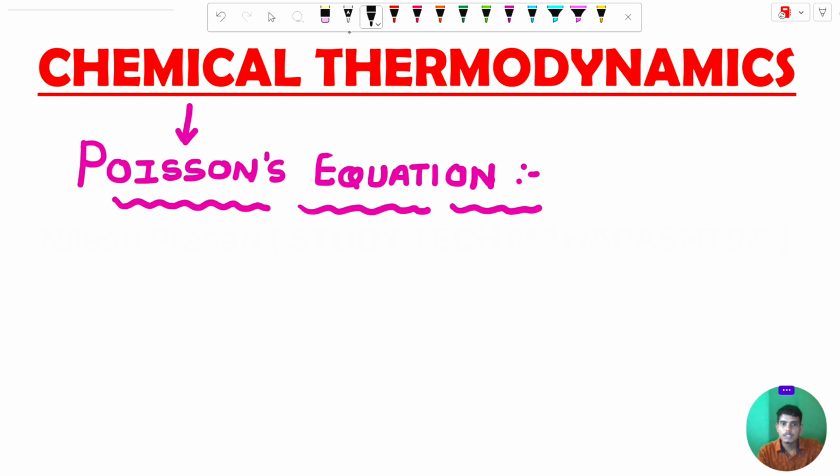So today we are discussing a new topic of chemical thermodynamics. The topic name is the Poisson equation. Okay, what is the Poisson equation? This equation is also related to the adiabatic relation, the adiabatic process. In the Poisson equation, we mainly discuss the relation between pressure, volume, and temperature with respect to the adiabatic process. That relation is known as the Poisson equation.